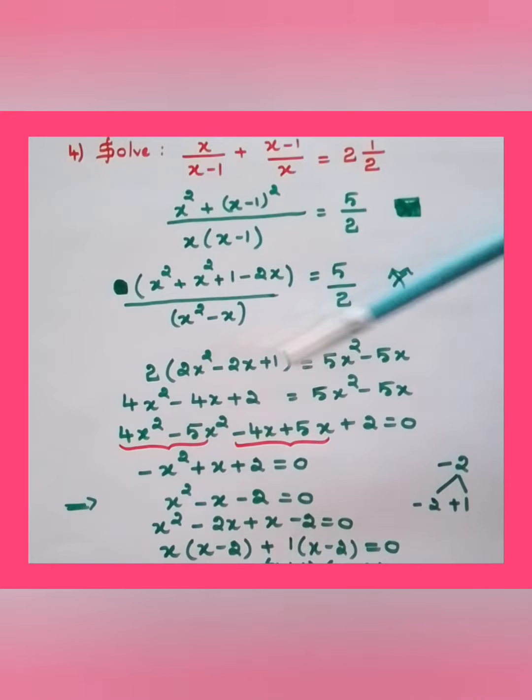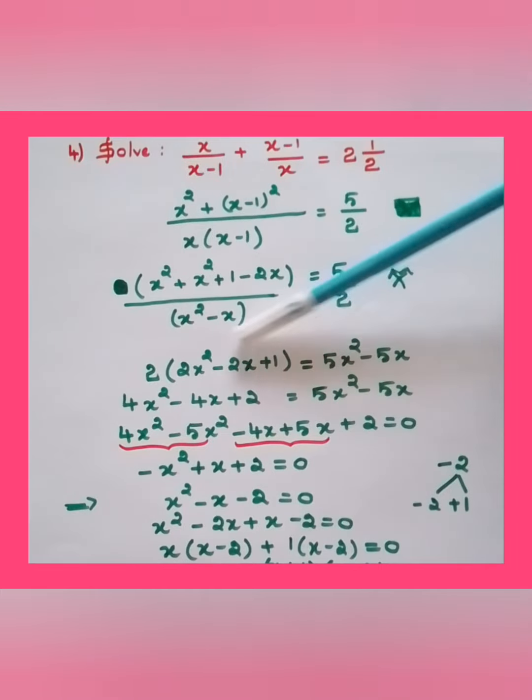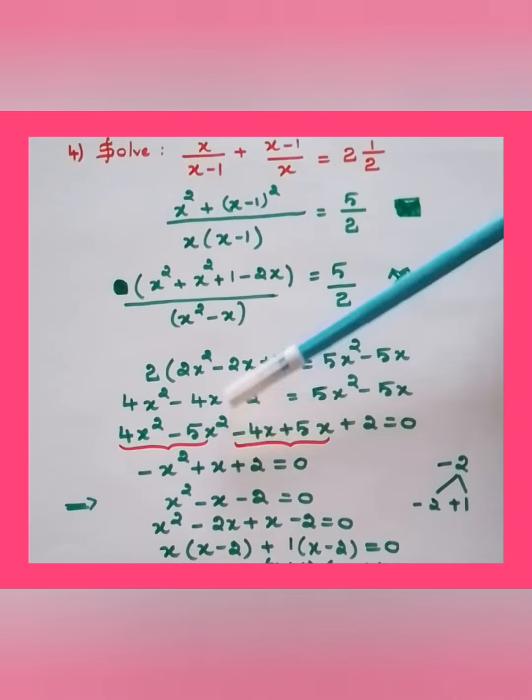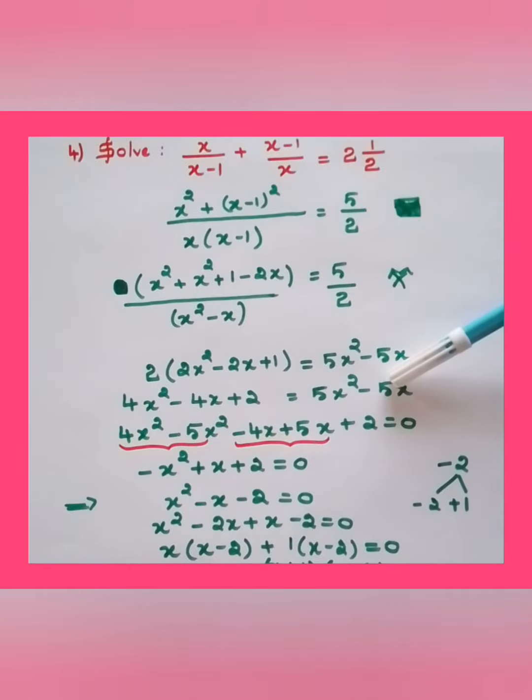Here we have 4x square. You take this minus 5x square to the other side. So plus 5x square on the other side becomes minus 5x square. Minus 4x, minus 5x becomes plus 5x. Plus 2 is equal to 0. Then we reach this step.